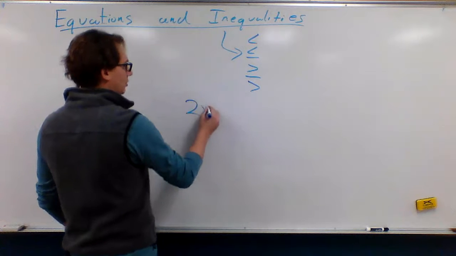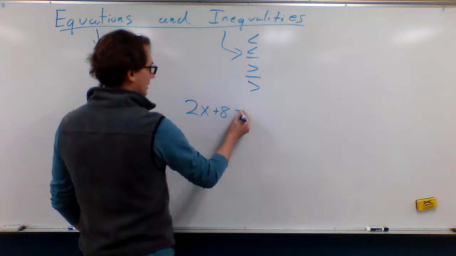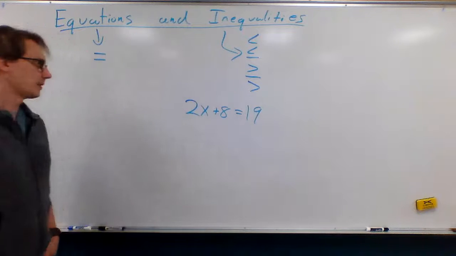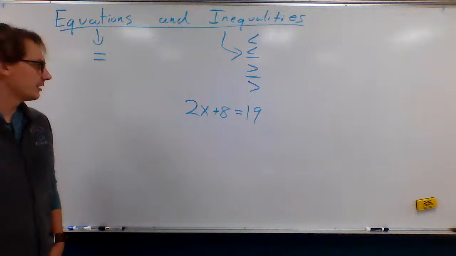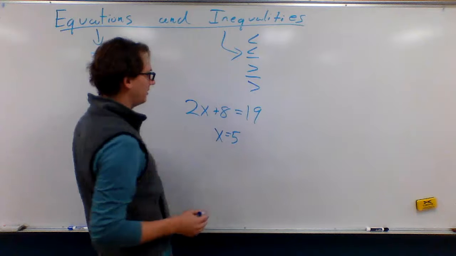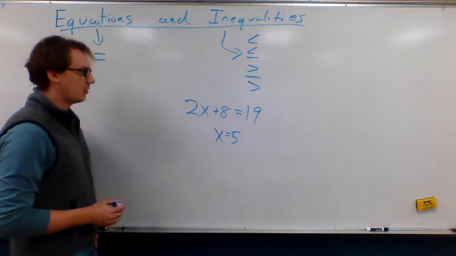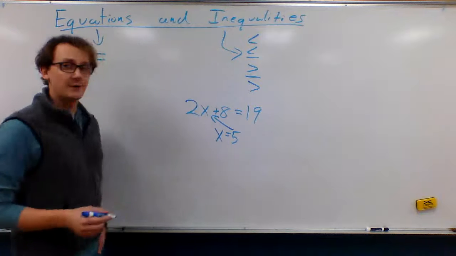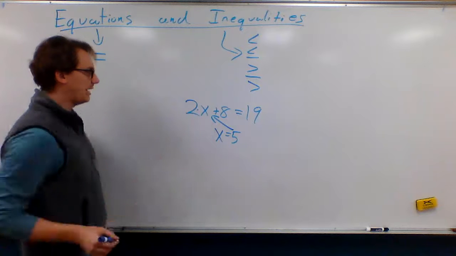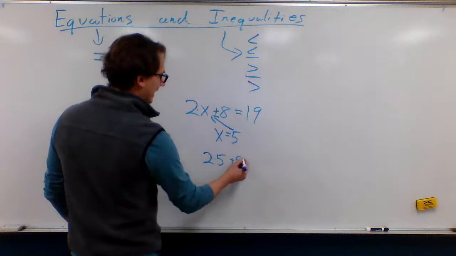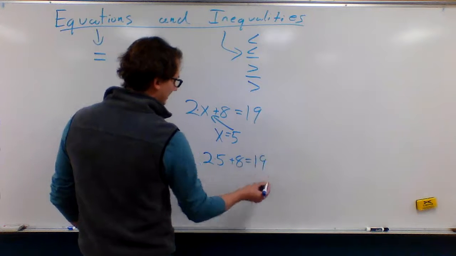Let's do 2x plus 8 equals 19. Okay? And take a moment and stare at this. And if I ask you, is x equals 5 a solution to this problem? Same process. Take that 5, plug it in for x. Remember that this is multiplication. So 2 times 5 plus 8 equals 19.